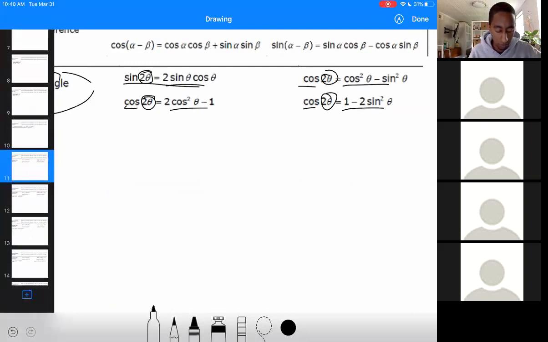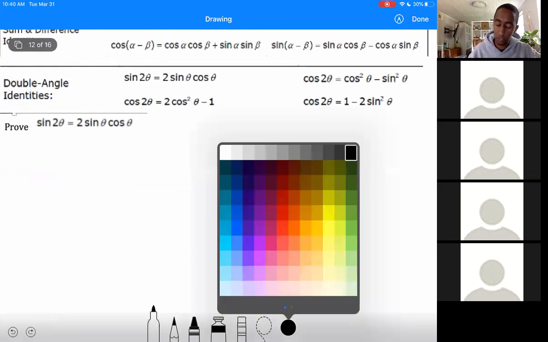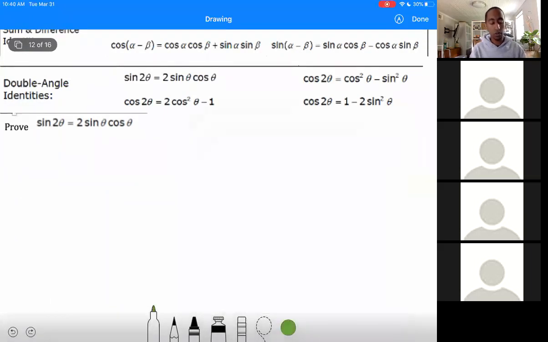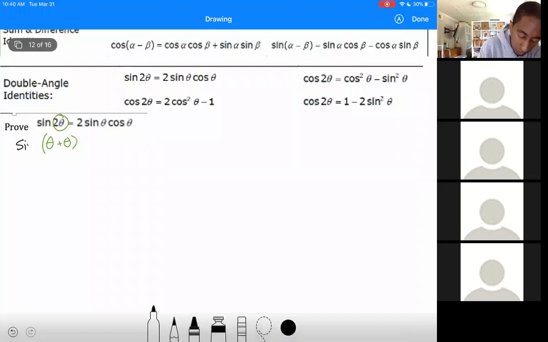So let's first talk about how that works and how these actually are related to each other. So the double angle identities and the sum and difference identities are related to each other, okay? And so we're going to first see how that works. So let's prove that this is true, okay? So if it says sine of 2 theta, we can actually rewrite 2 theta as theta plus theta. Because theta plus theta is 2 theta. It's like saying x plus x is 2x, right? So sine of theta plus theta, right?